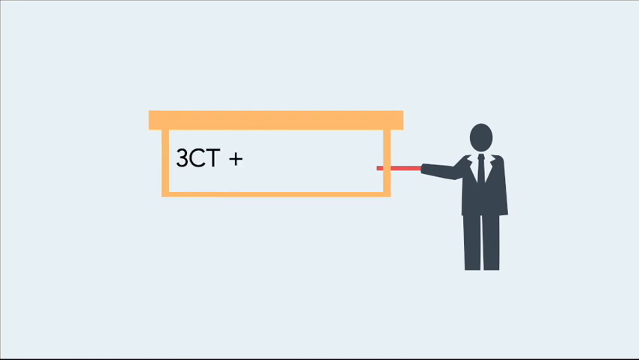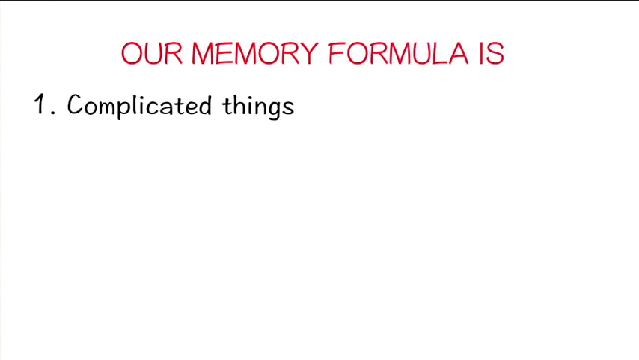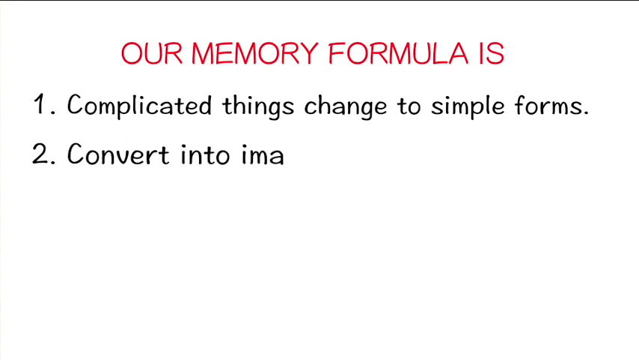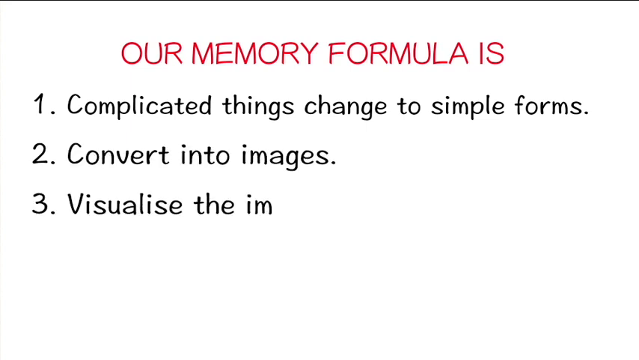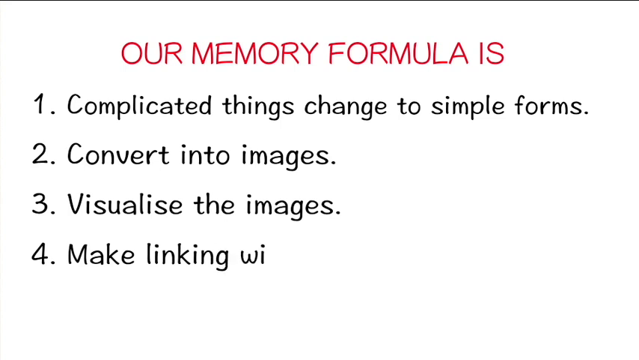3CT plus 4DG is equal to 9RL. Our memory formula is, first, complicated things change to simple forms. Second, convert them into images. Third, visualize the images. Fourth, make linking with the images.